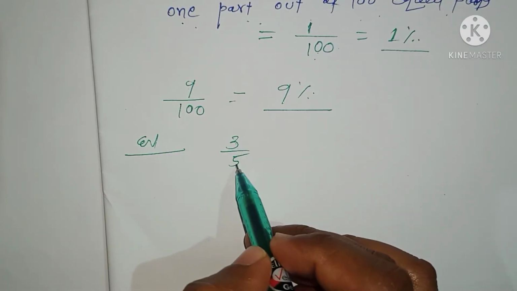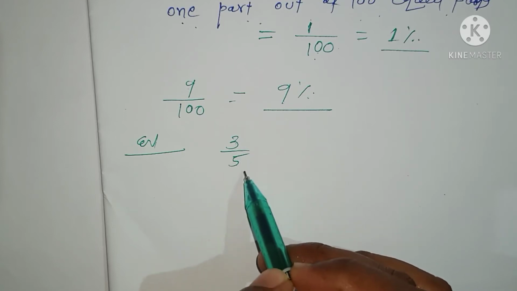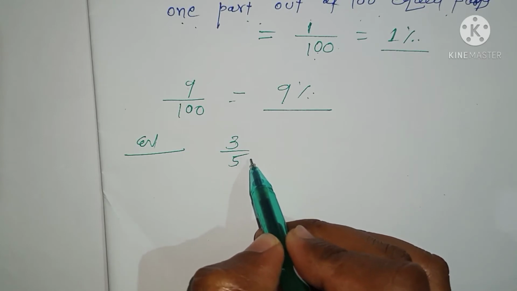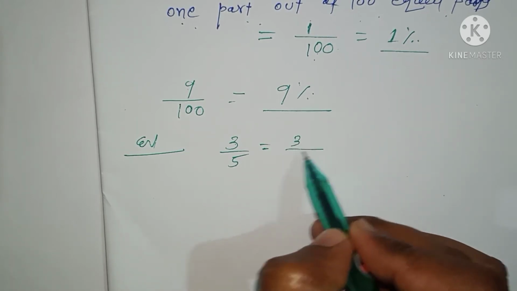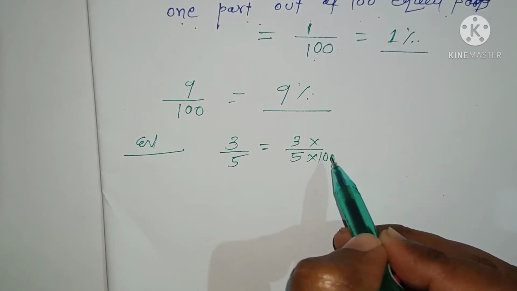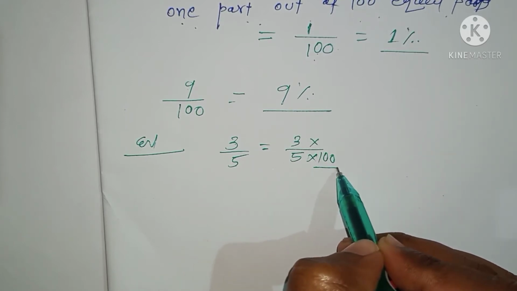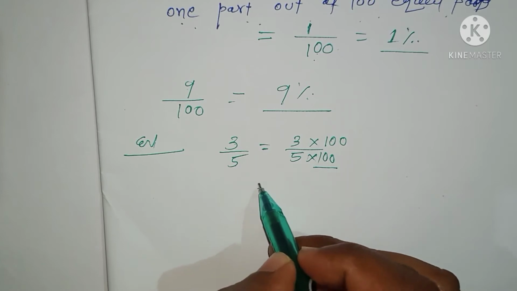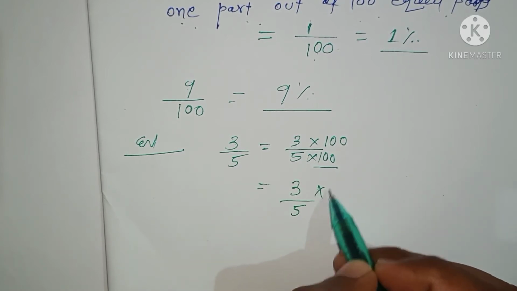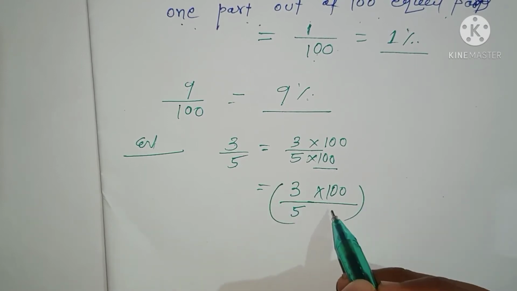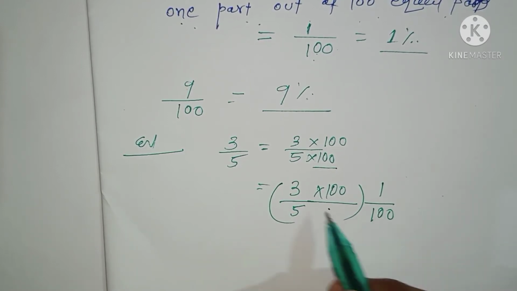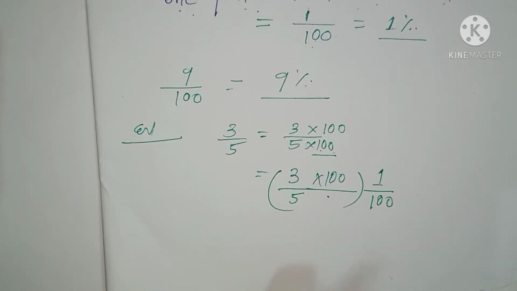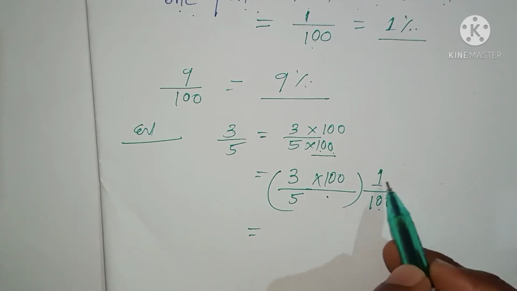Similarly there will be 3 by 5. The question will come, how to write this 3 by 5 as a percentage. So what can we do? We have to make the denominator 100. So 3 by 5, here we can multiply by 100. If the denominator is multiplied by 100, the numerator also will be multiplied by 100. Is it clear? Then you see 3 by 5 into 100, and this 100 we can write as 1 by 100. Yes or no? Clear?